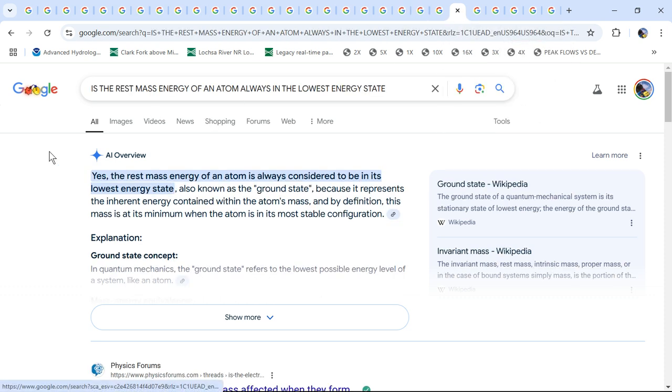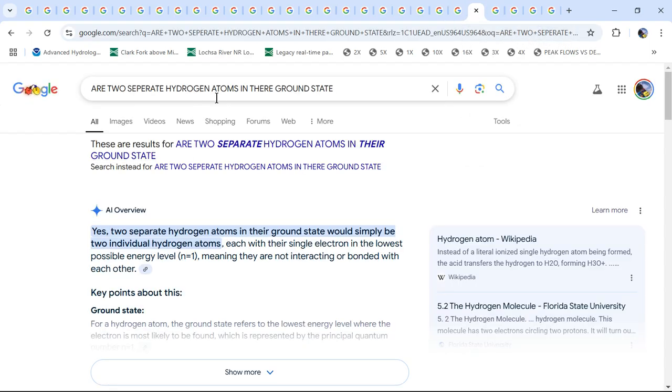Cool, almost done. So is the rest mass energy of an atom always in the lowest energy state? So yes, this idea of Einsteinian rest mass energy is always in its lowest energy state. Let's see what we got. So are two separate hydrogen atoms in their ground state? Yeah, so if I have two separate hydrogen atoms, they have more energy than when they combine, but are those two separate hydrogen atoms in their ground state? Yes, the electron is moving about that lowest orbital. Cool.